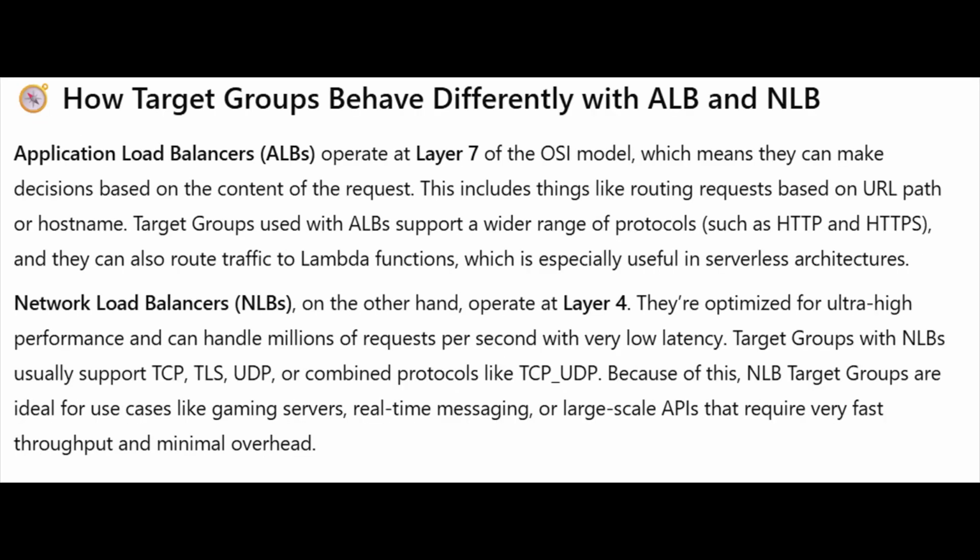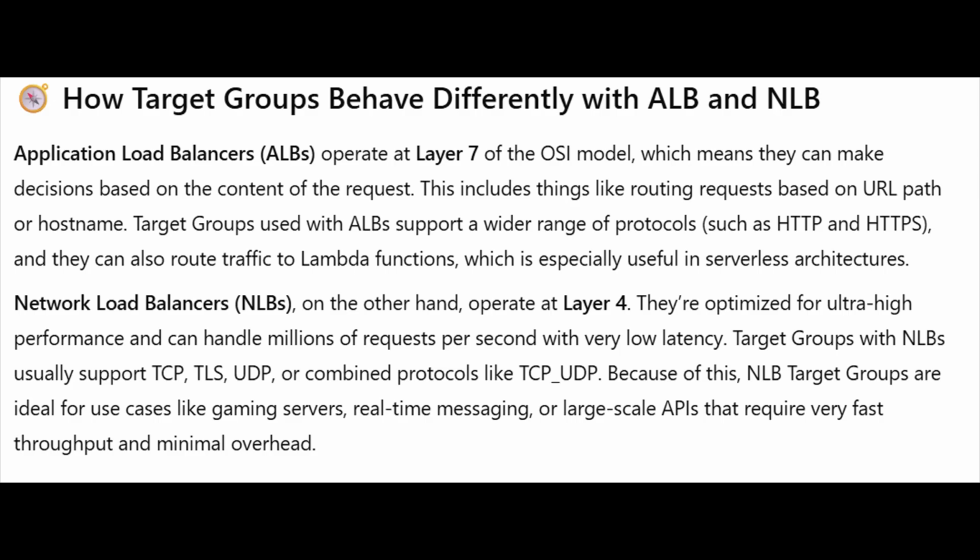How target groups behave differently with ALB and NLB. Application Load Balancers (ALBs) operate at layer 7 of the OSI model, which means they can make decisions based on the content of the request. This includes things like routing requests based on URL path or hostname. Target groups used with ALBs support a wider range of protocols such as HTTP and HTTPS, and they can also route traffic to Lambda functions, which is especially useful in serverless architectures.